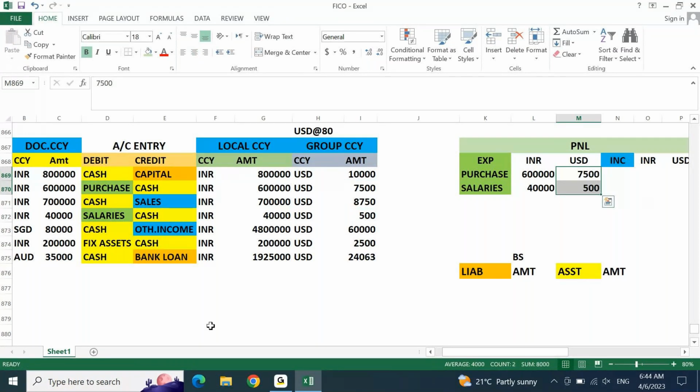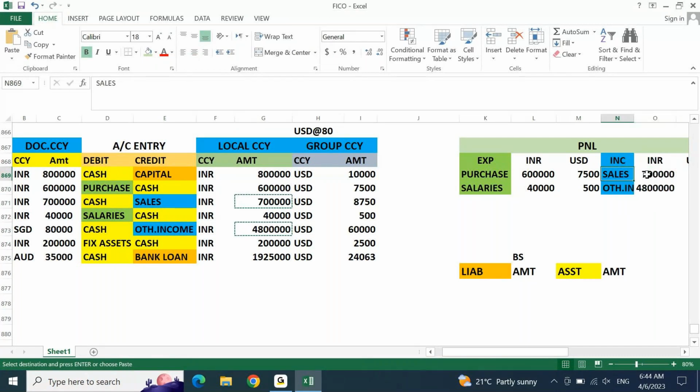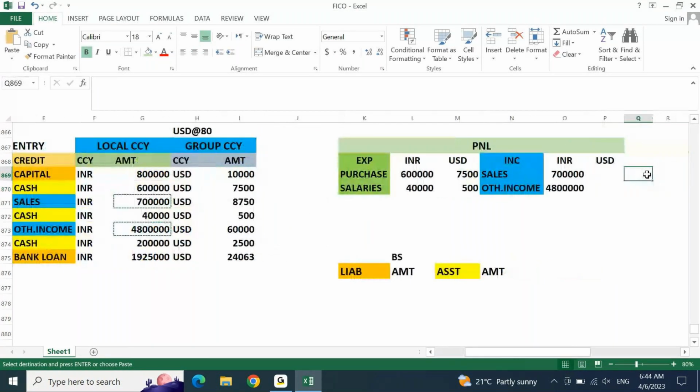Next, under income you have sales and other income. I'll pick these two. I'll place this under income. For sales, this is my INR figure. For other income, this is my INR figure. I'll put this in the INR column. Now we also need dollars. I'll take this dollar value, this dollar value. Is this clear so far, what I did on the Excel sheet on the P&L side? Yes, clear.